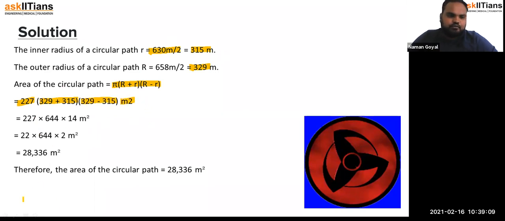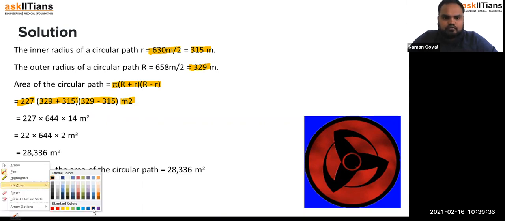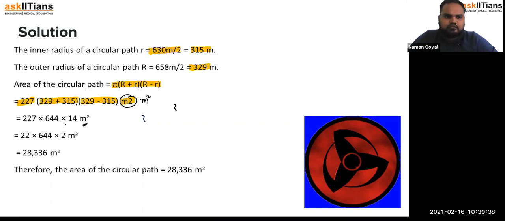This is m2, the 2 is in the square. So there is a slide error, we can see that. This quantity is nothing but m square. Okay, now this is 22 by 7 into 644 into 14. Now you can easily do this. You will get 28336.